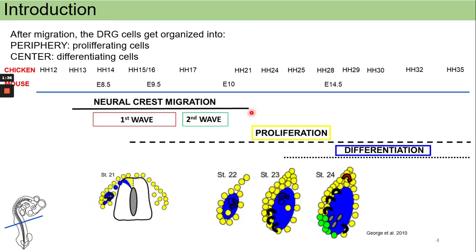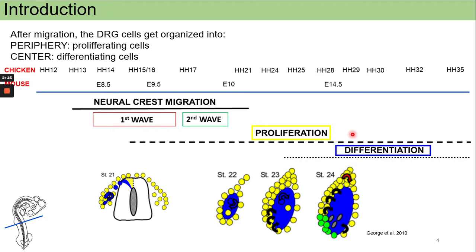the dorsal root ganglions. So after the migration of the neural crest cells to form the DRG, those cells will proliferate and differentiate. And in this way, the cells of the DRG will get organized in a manner where in the periphery, here in yellow, will be located the cells in proliferation, and in the interior, in the center of the DRG, in blue here, will be located the cells in differentiation or differentiated. So this organization can be observed through all the DRG development.